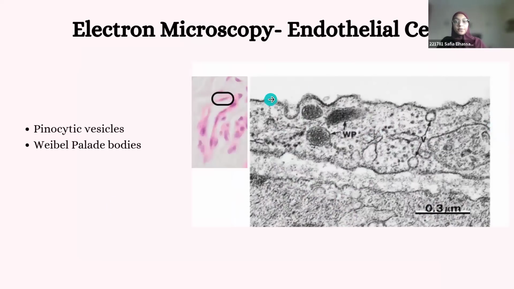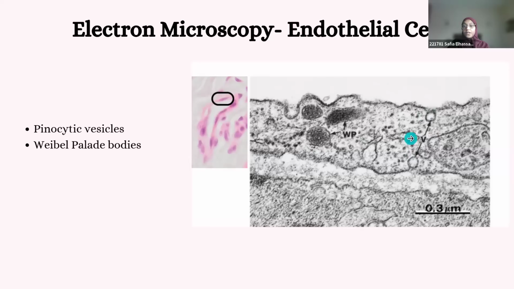Now let's take a look at some electron microscopy images. By the way, electron microscopy is very, very important for your OSPE. So let's start off with the endothelial cell. The endothelial cell has two main identification points that you can see here. The first one is this pinocytic vesicle. Do you see it here?